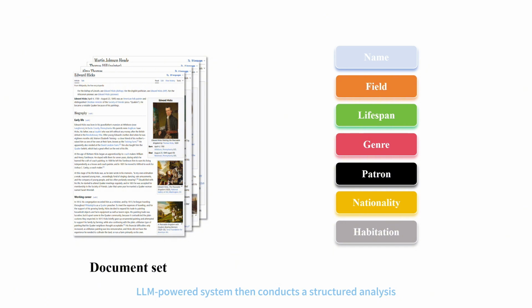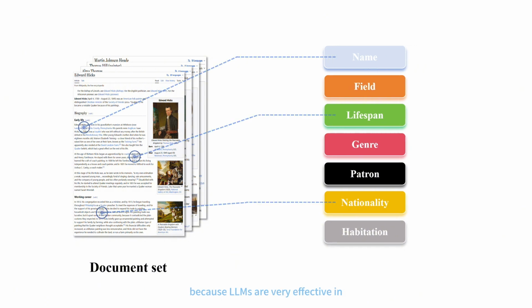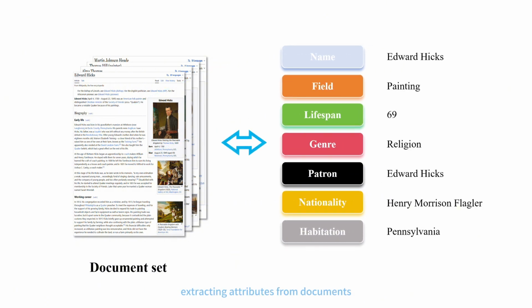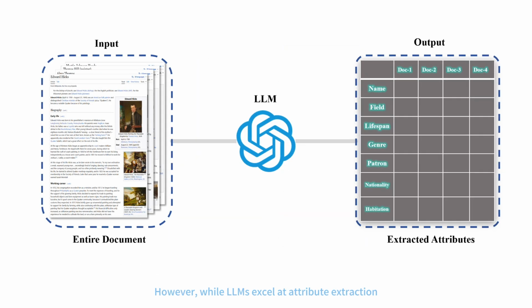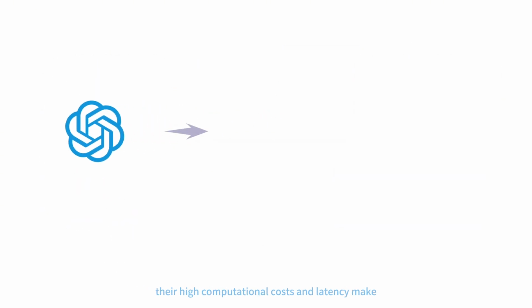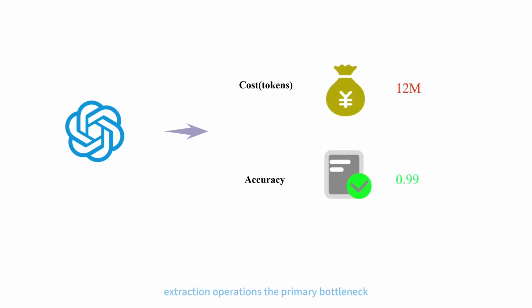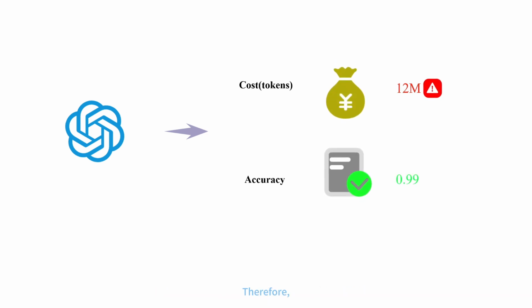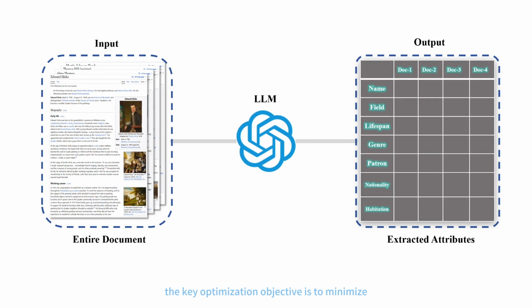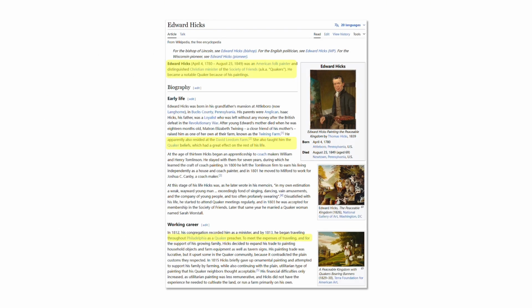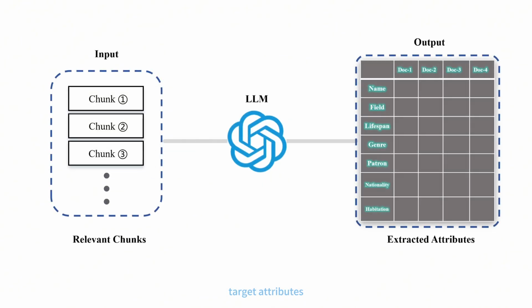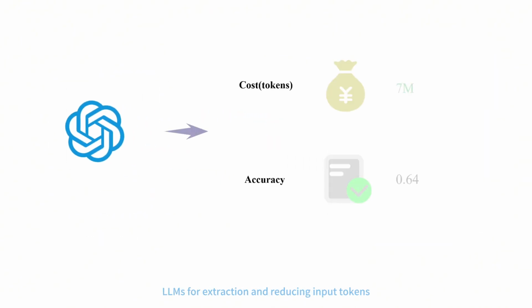The LLM-powered system then conducts a structured analysis because LLMs are very effective in extracting attributes from documents. However, while LLMs excel at attribute extraction, their high computational costs and latency make extraction operations the primary bottleneck. Therefore, the key optimization objective is to minimize LLM extraction costs. To achieve this, DocDB uses an index to efficiently locate text segments with target attributes, feeding only relevant chunks to LLMs for extraction and reducing input tokens.